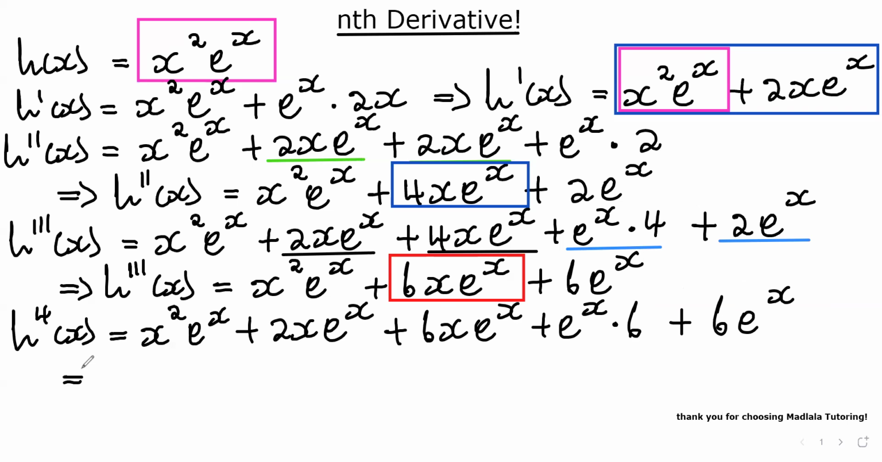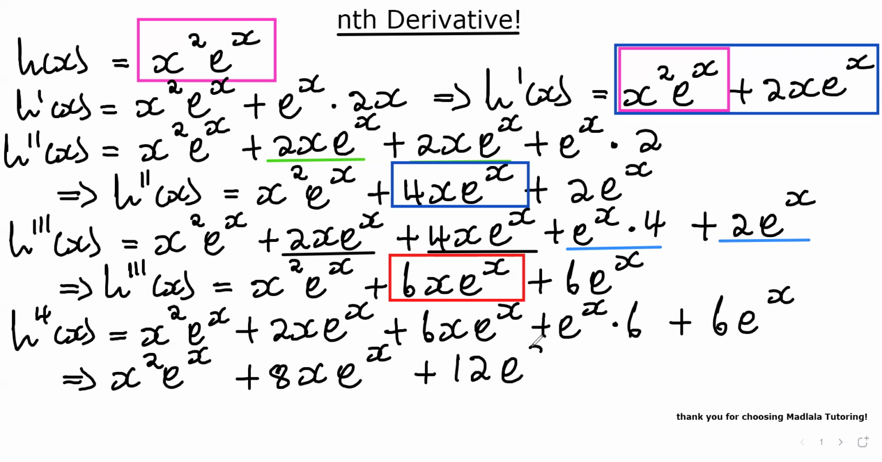So now it's time to rewrite the fourth derivative nicely. Of course, by collecting the like terms, so we get 8x e to the x. And of course, 6 plus 6 is 12. So this is what we have. Okay, fine. So now we can make an observation in order to find the nth derivative of h.